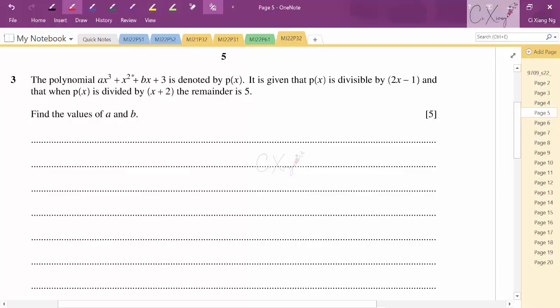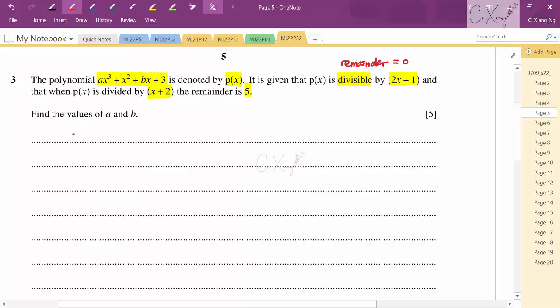Okay, so question number 3. We have the polynomial p(x), which is given like this. They tell us that p(x) is divisible by 2x minus 1. The word divisible means no remainder, so the remainder is equal to 0. And when p(x) is divided by x plus 2, we have a remainder of 5. So for this question, we are going to apply the factor theorem and also the remainder theorem.